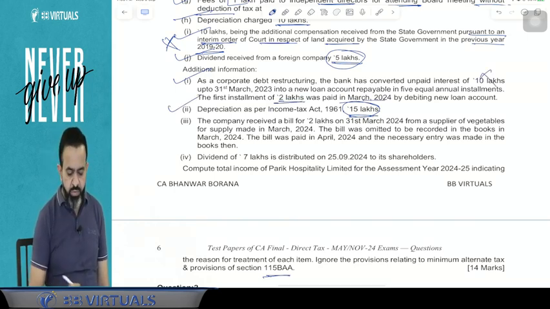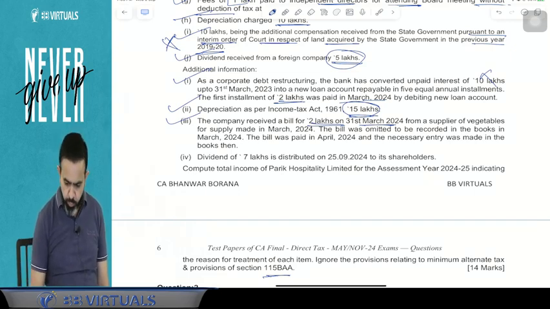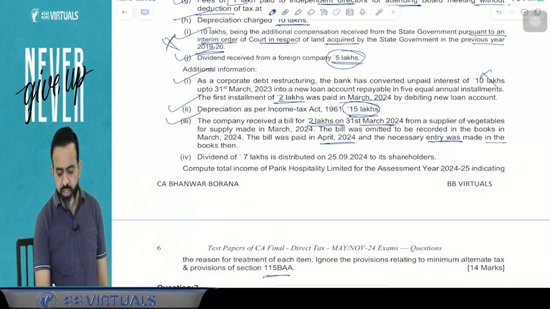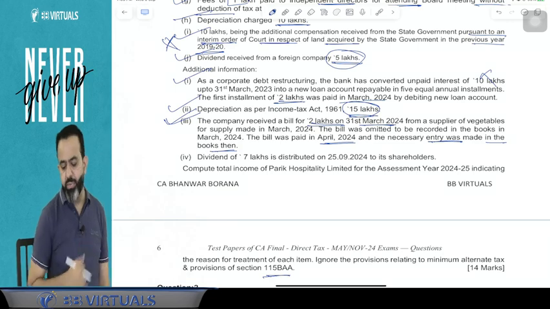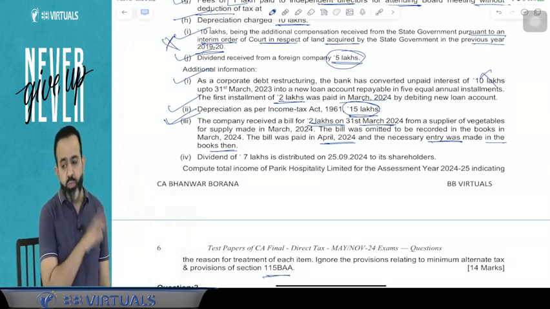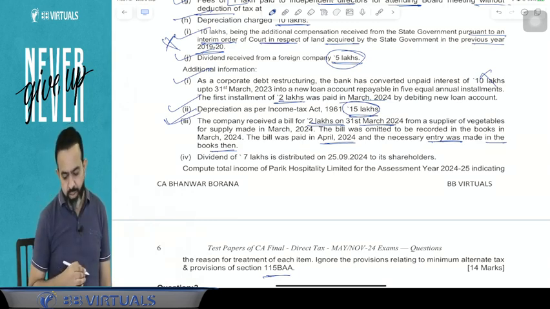Now depreciation already we have discussed. Company received a bill of 2 lakh on 31st March 2024 from the supplier of vegetables for supply made in March 2024. The bill was omitted to be recorded in the books in March 2024. The bill was paid in April 2024 and necessary entry was made in the books then. Guys, here you have omitted. This is a genuine mistake. It can be claimed as deduction in the current year because it is a bill of the current year, and there was a genuine reason for the omission.